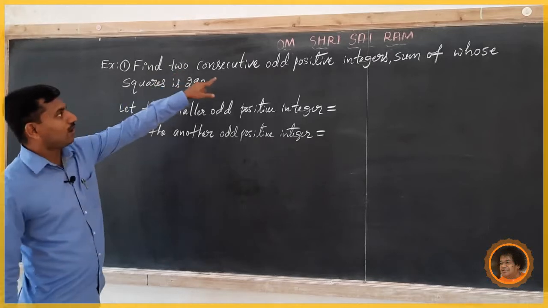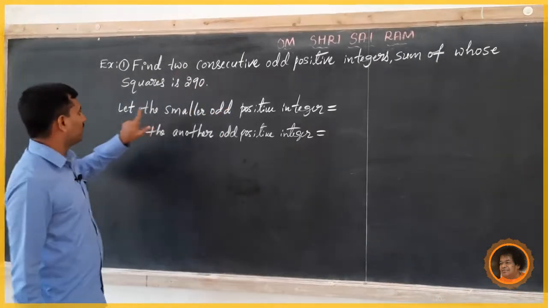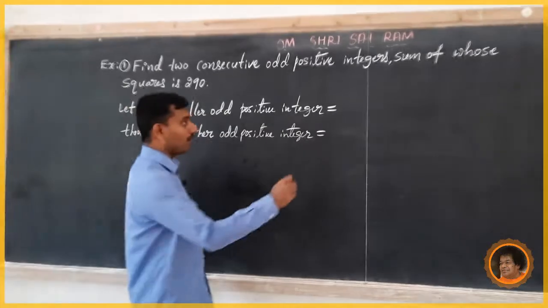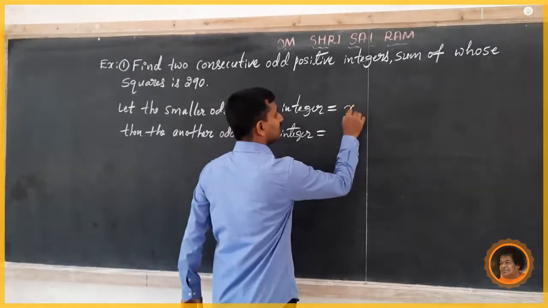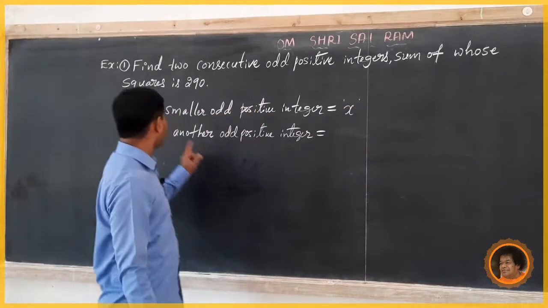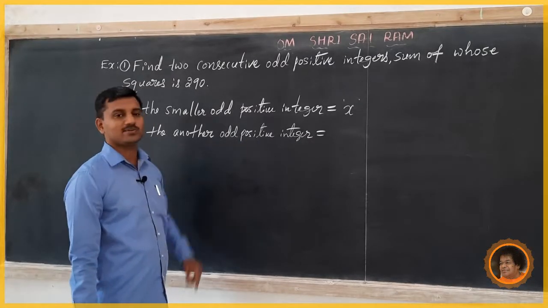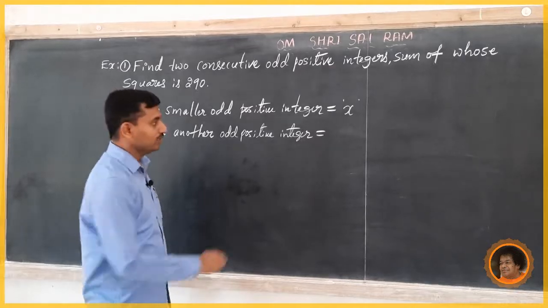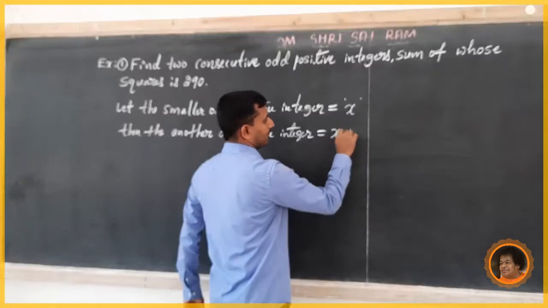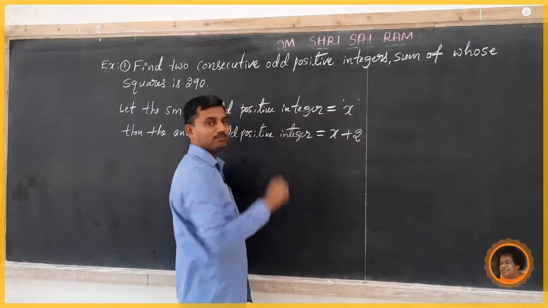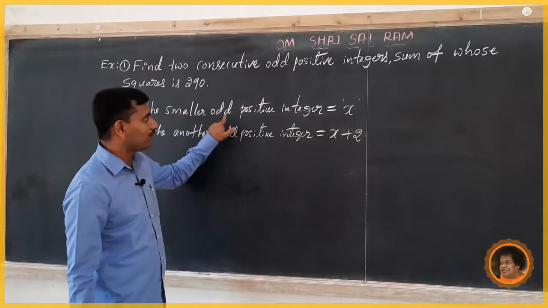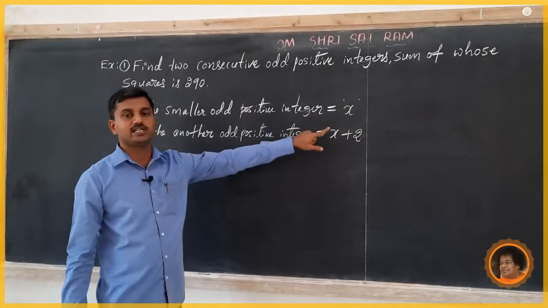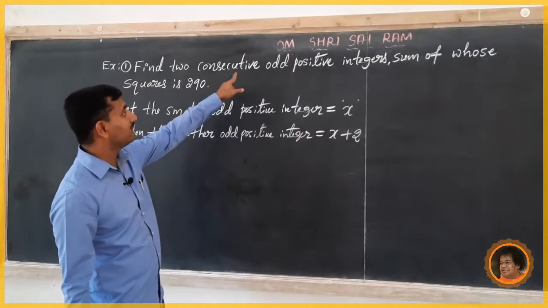So, to find the 2 consecutive odd positive integers, let the smaller odd positive integer be x. The other odd positive integer, since consecutive means continuous, is x plus 2. These are the 2 numbers. Now, what is the condition?